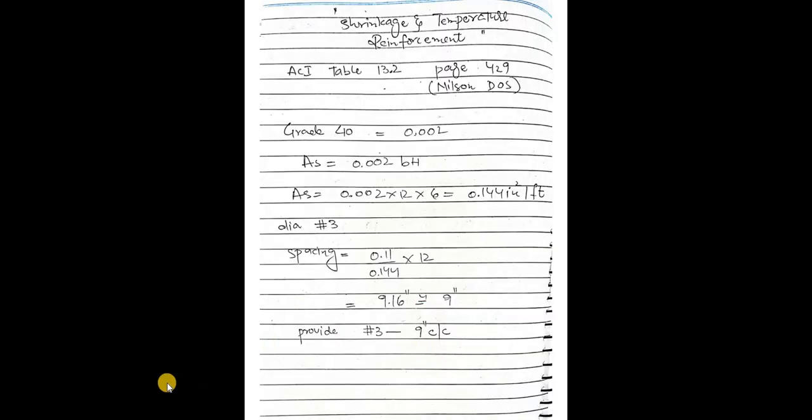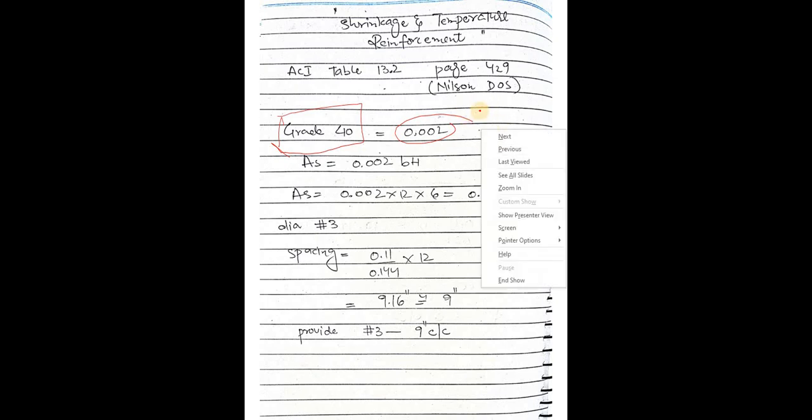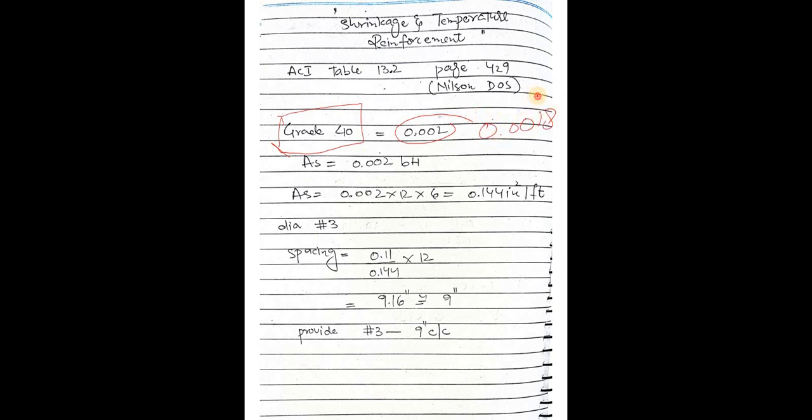Now we have to find the shrinkage and temperature reinforcement. Must remember that in a one way slab there are two types of reinforcement. One is main reinforcement and the second is shrinkage and temperature reinforcement. Temperature and shrinkage reinforcement is calculated depending on the grade of steel used. For grade 40 steel you use 0.002 and for grade 60 you use 0.0018 BH. I took this formula from the book Design of Concrete Structure, page number 429. For this case we have used this grade of steel, so 0.002 BH equals 0.144 inches square per feet. So this is equal to number 3 bars at the rate of 9 inches center to center.